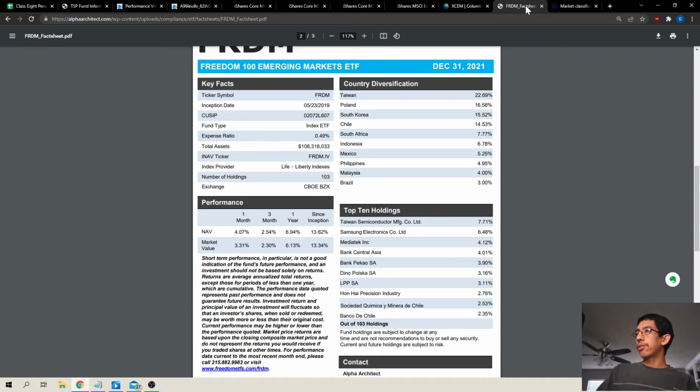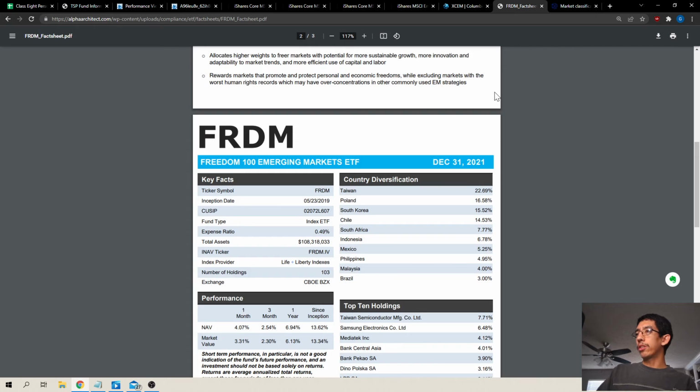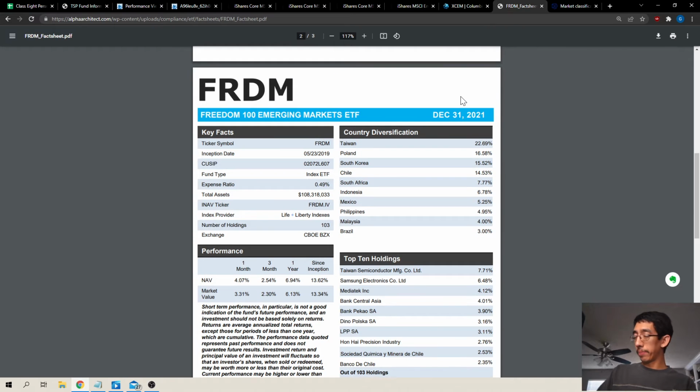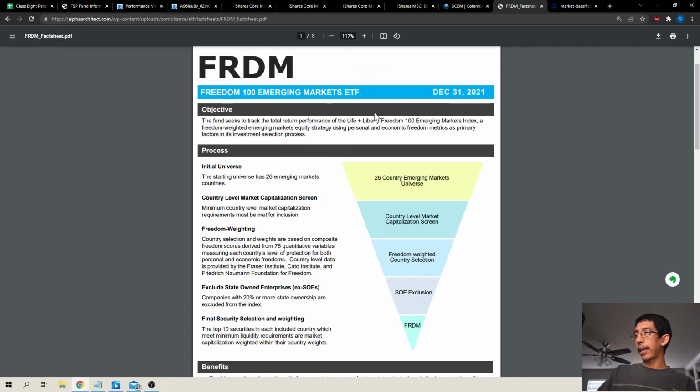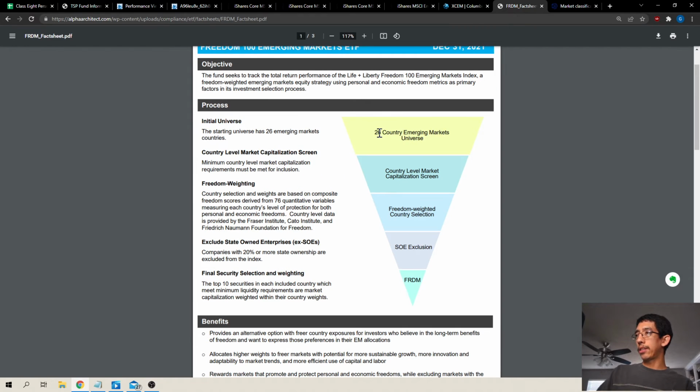And then there's this one. Full disclosure, I own this one. I own quite a bit of this one. This is FRDM. That's the ticker. It's the Freedom 100 Emerging Markets ETF. And the idea with this one is they start with the 26 emerging markets from the MSCI index. They're using the MSCI definitions, so this is going to include South Korea, which is a very free country.